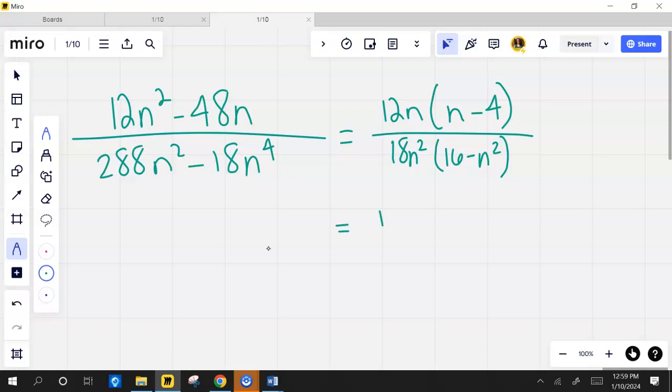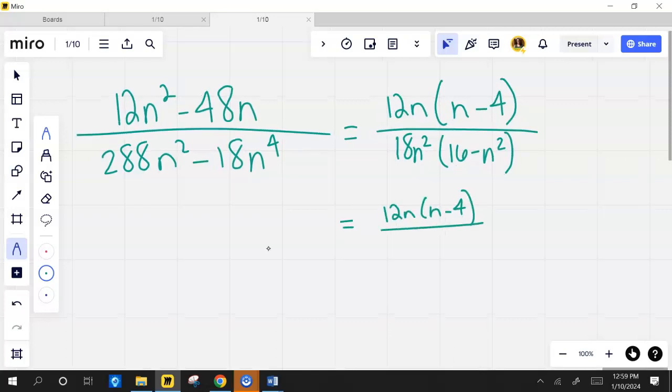So up top, I'm still sticking with that same 12n times n minus 4. I've got 18n squared. How does a difference of two squares factor? So 4 minus n, 4 plus n. Well, I can't do it the other way because it's a minus. That would have to be negative n squared plus 16. But no, you have to do the negative 1. That's right. There you go. Remember I told you that was going to pop up a lot?